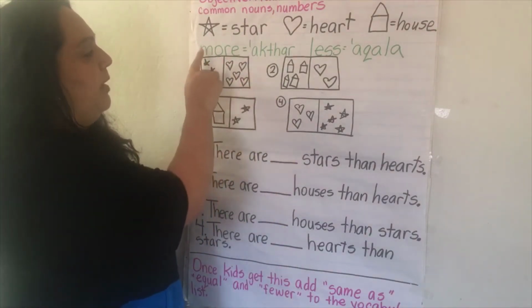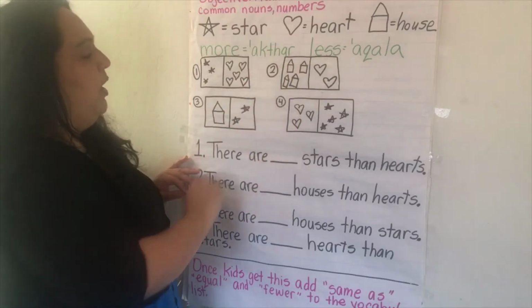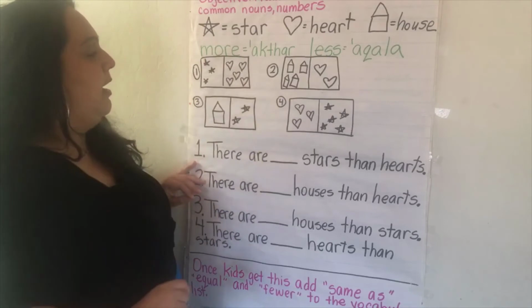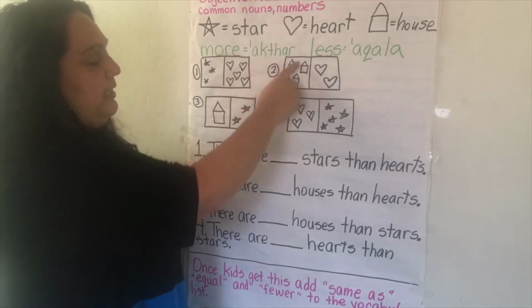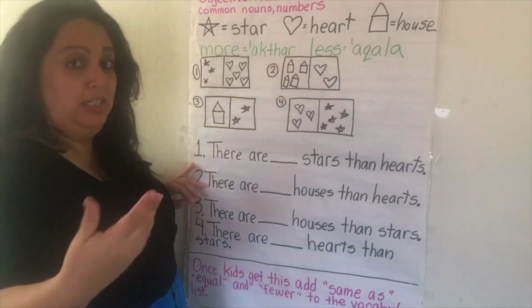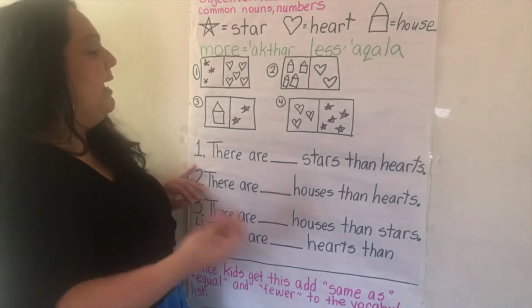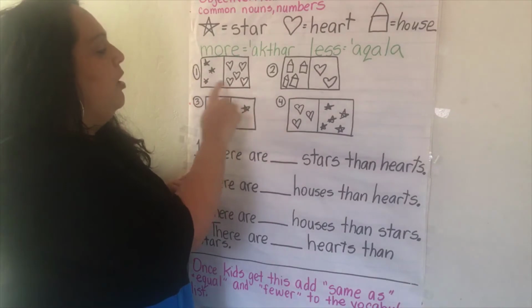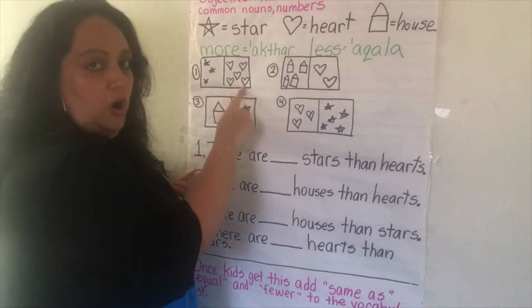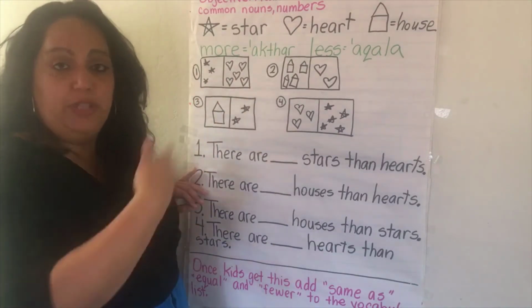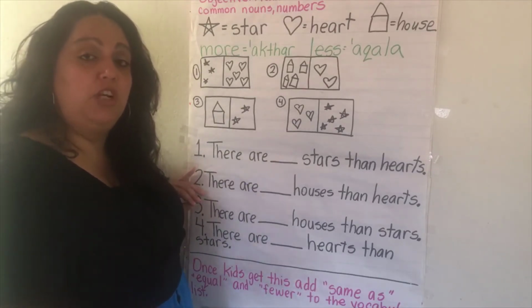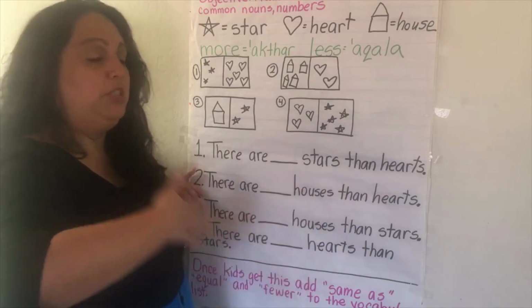And so you're talking about more or less. So are there more? And then you could point to the word in their language, or if you know the language. If I know Spanish, I might say, hay más. Are there more stars or hearts? Because remember, a lot of these kids know this already. They just don't know it in English, right? So we're trying to give them the correct sentence structure to be able to phrase this.